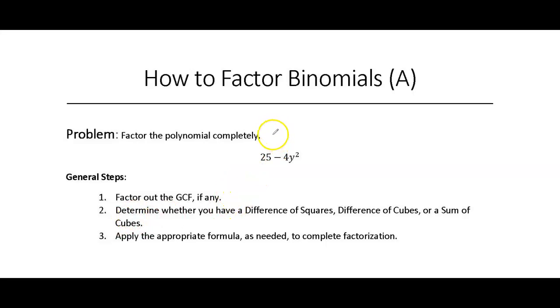Since we have a binomial, meaning two terms, we're going to check whether we have a difference of squares, a difference of cubes, or a sum of cubes. For the difference of squares, we check to see whether the polynomial can be rewritten in this form: an expression squared minus another expression squared, a squared minus b squared. And if it can, then it'll factor to a plus b times a minus b.